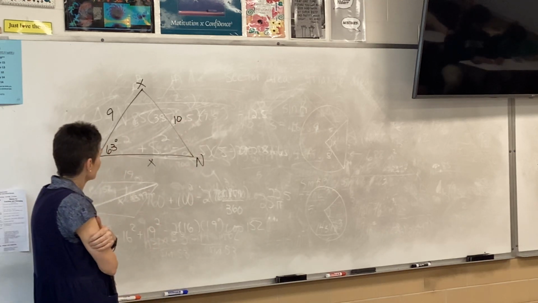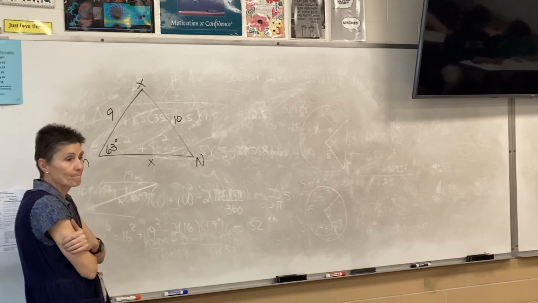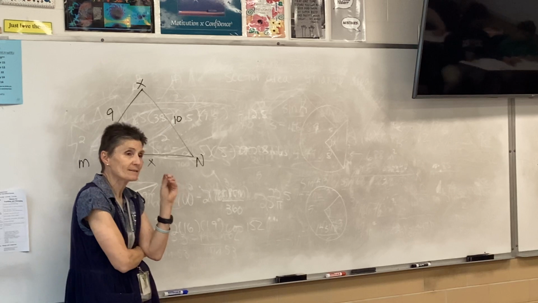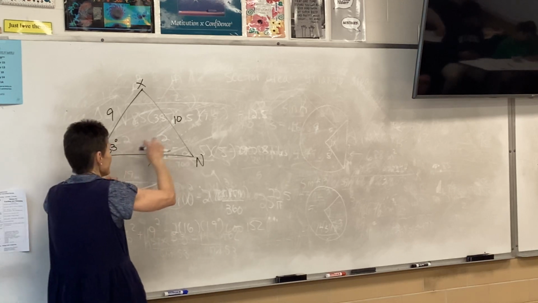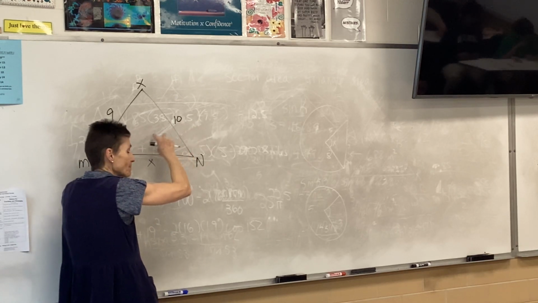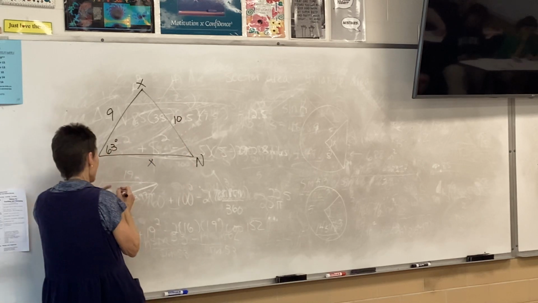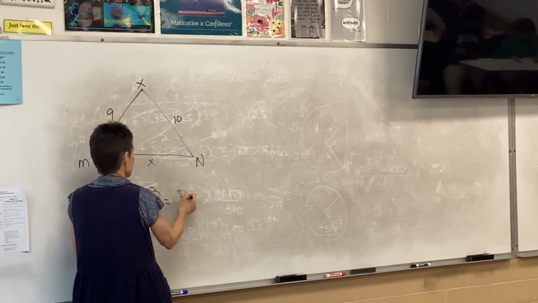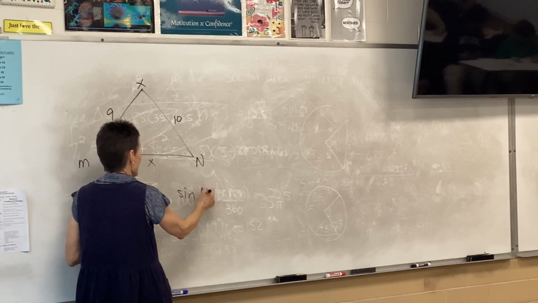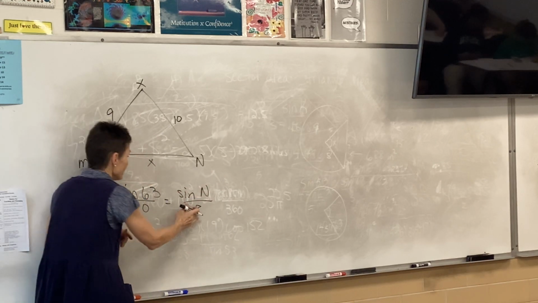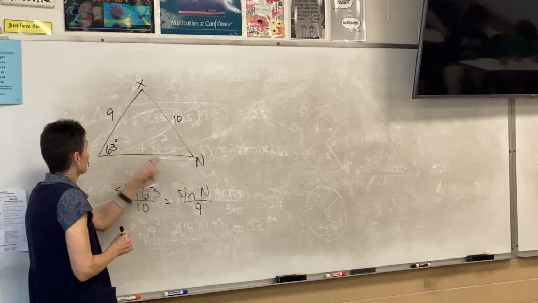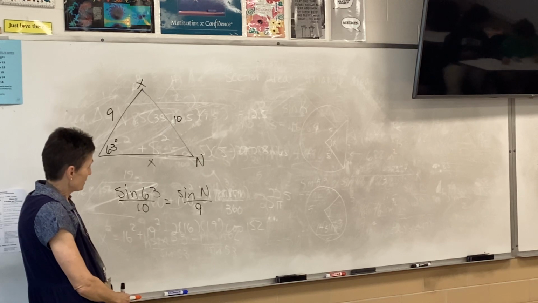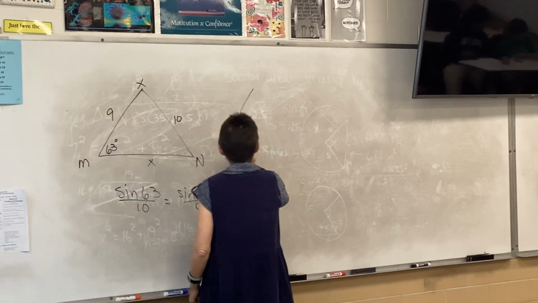Law of sines. Kids, you can't stop yourself. When you see this right here, you just immediately think, oh, law of sines. Sine 63 over 10 equals sine n over 8 or 9. All right, so let's figure out angle n.